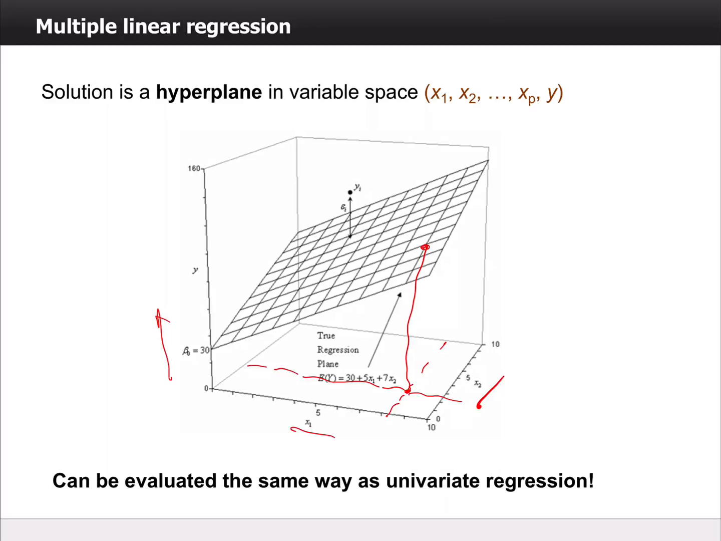The good thing about MLR is that it can be evaluated the same way as univariate regression. All the things we discussed last time, the coefficient of determination, the residuals, the standard error of prediction, depend on two items: the real y values and the predicted y values. They do not depend on how many x variables you use. So all the things we did in the previous lecture, we can use here for evaluation of the multiple linear regression model.